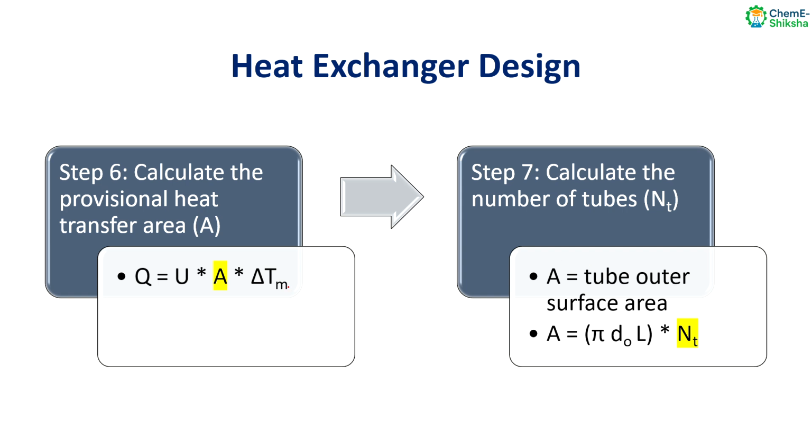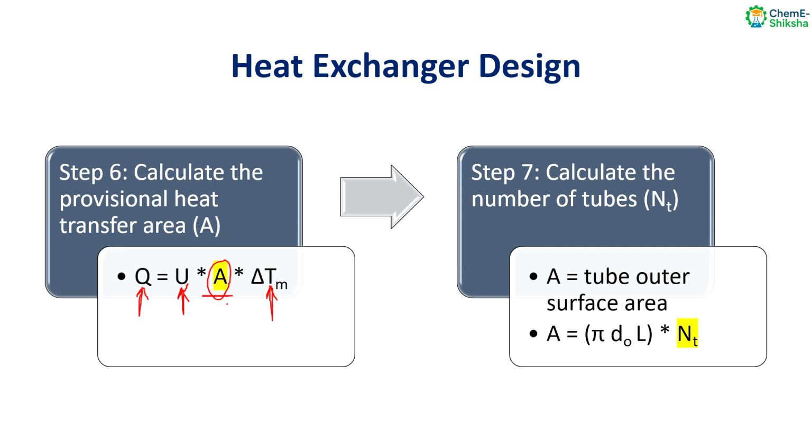Now after assuming the U value, we can calculate the provisional heat transfer area A, because we know Q equals U into A into delta Tm. We know the heat duty of the heat exchanger, we have assumed the overall heat transfer coefficient, and we also calculate the mean temperature difference delta Tm, that is Ft into LMTD. So from there we can calculate the heat transfer area, which is a provisional heat transfer area.